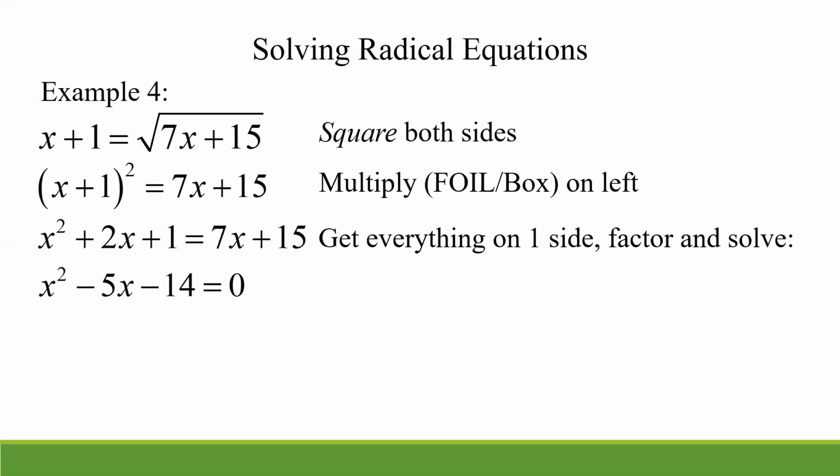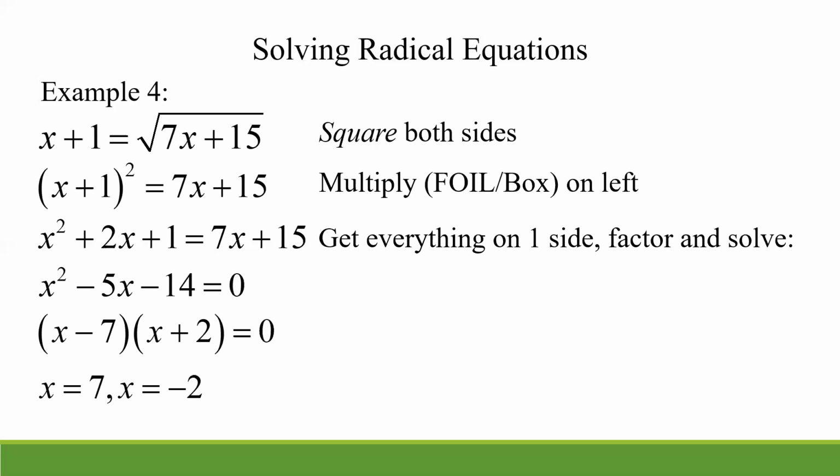That's something that we should be able to factor. So we can factor that to x minus 7 and x plus 2. Watch your signs there. And of course, that would mean x equals 7 and x equals -2. So there's our 2 solutions, right? Happy days. But we got to go back and check our answers.